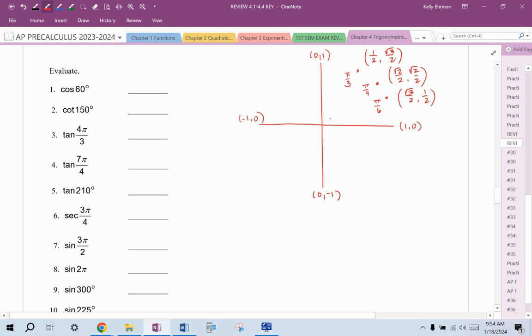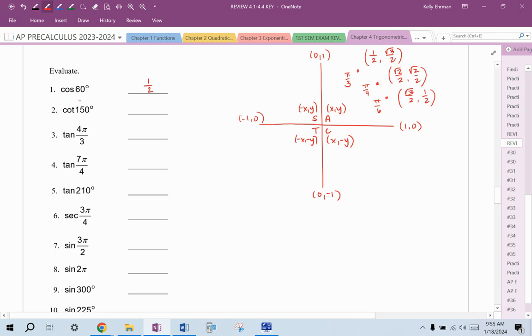And then you can either do All Students Take Calculus to remind you which trig functions are positive in each quadrant, or some people also like doing this, if you're not going to draw the entire unit circle, just to remind yourself how the x and y values should come out, positive or negative. This accomplishes the same thing as All Students Take Calculus, hopefully. So cosine of 60 degrees is the x coordinate at 60, so that's 1/2.